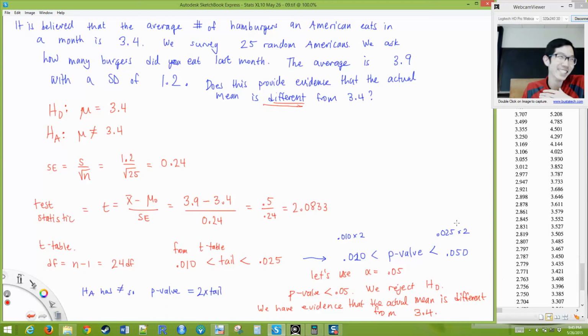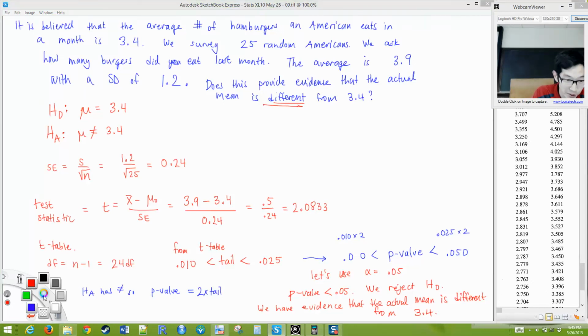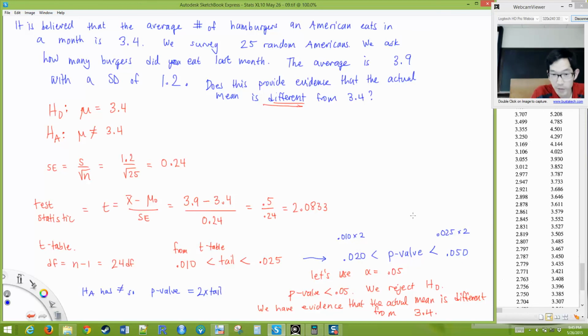Yeah, here. So for 0.010, multiply by 2, and then you got 0.010. This should say 0.020, okay? Sorry, my handwriting is bad, and that says 0.020, okay? Okay, is that okay with everybody?